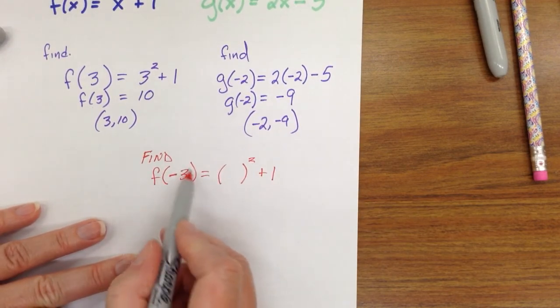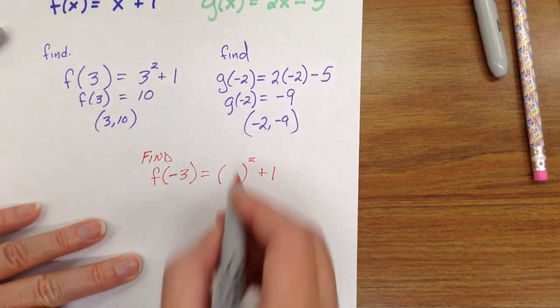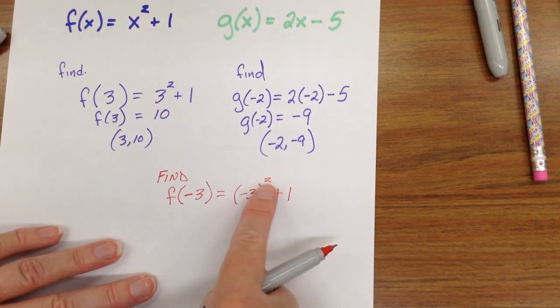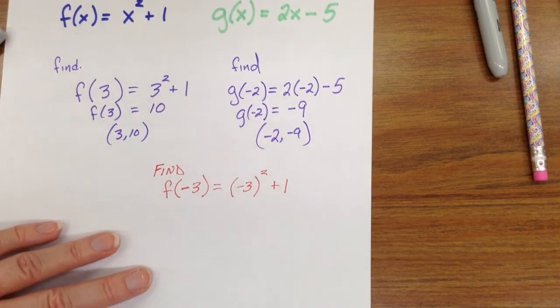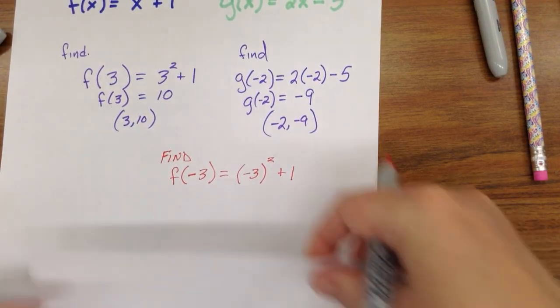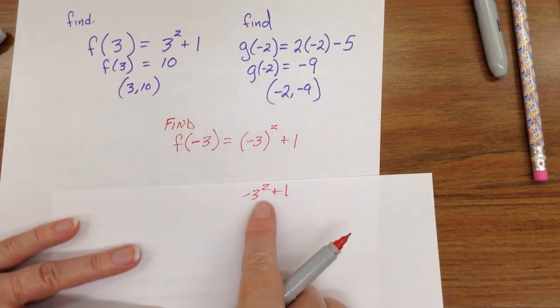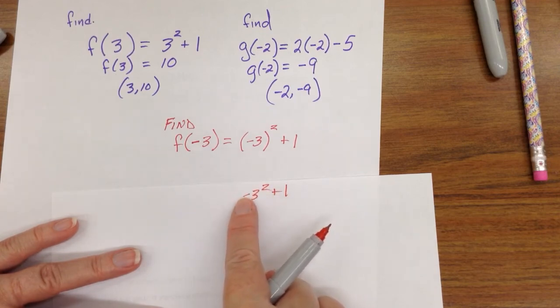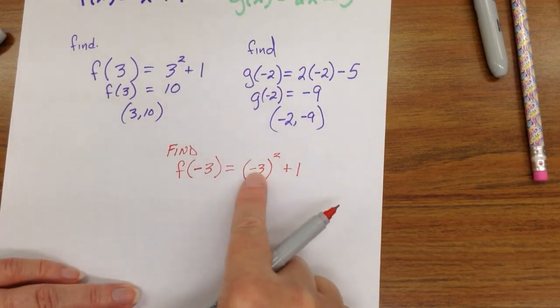And this says, look at the notation. There's the negative 3 inside the parentheses. That means I put a negative 3 inside the parentheses where the x used to be. So it's going to be negative 3 squared. Now, some of you may have left off the parentheses and written down, now don't write this down because it wouldn't be correct, negative 3 squared plus 1. Technically, this is not right because this says order of operations: square just the 3, then multiply by the negative. That's not right. What is right is all of the negative 3.